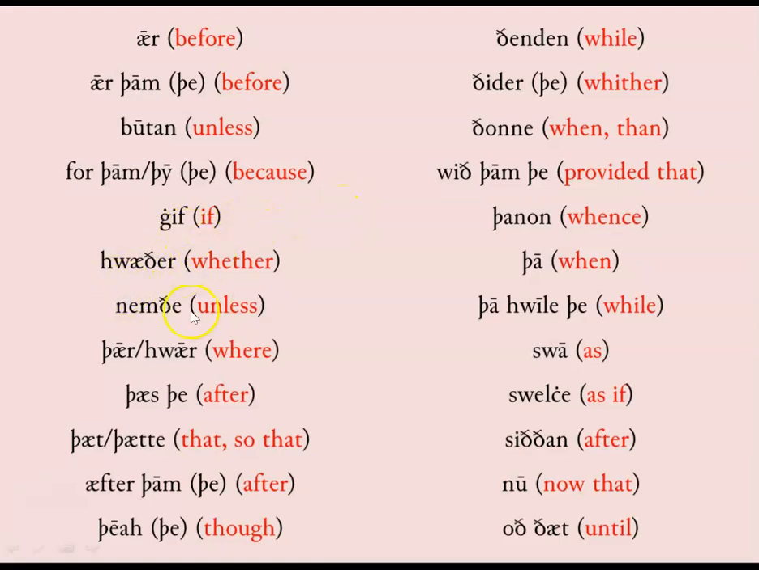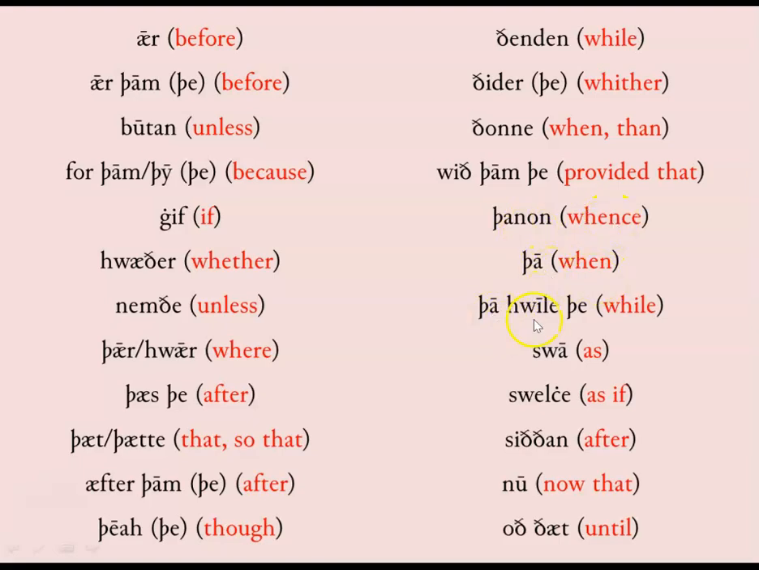If is gif; hwæther, whether; nemne, unless; thær, hwær, where. Yes, thær, which you thought was "there", can also be "where" when it's a subordinating conjunction. Thæs the, after, that; thætte, that, so that. After thæm, after thæm the, after, again. Theah, though, or theah the, though, so watch out for both those. Thenden, while. Thider, or thider the, whither. Thonne, when, then. With the, provided that. Thanon, whence.